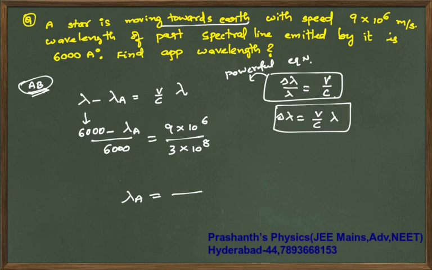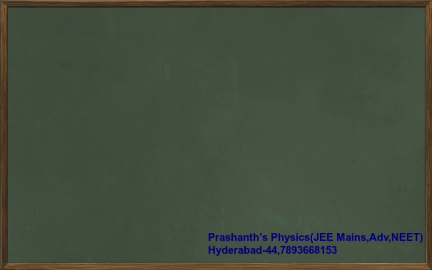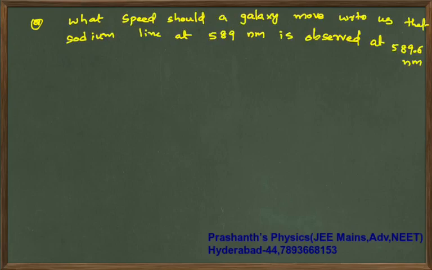Okay, right? So simplify it. 3 ones are 3, 3 threes are 9. So 10 power 6 by 10 power 8 means it is 1 by 100, whatever. You should get the answer as 4.5 into 10 power minus 7 meters. Okay, right? Now your next question is, what speed should a galaxy move with respect to us so that the sodium line at 589 nanometer is observed to be 589.6?